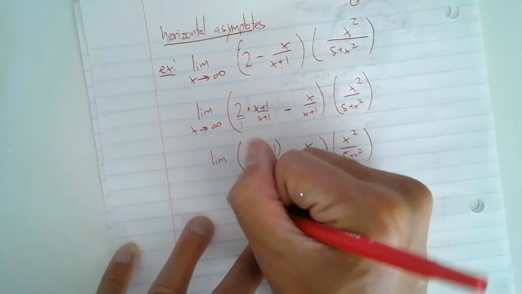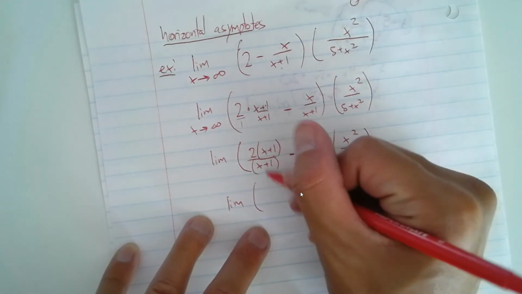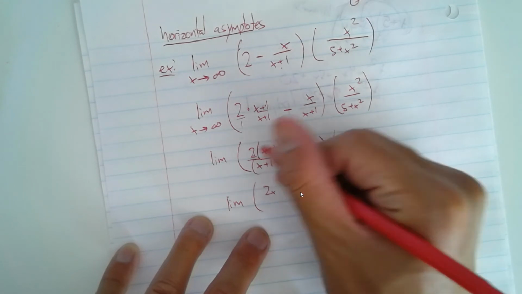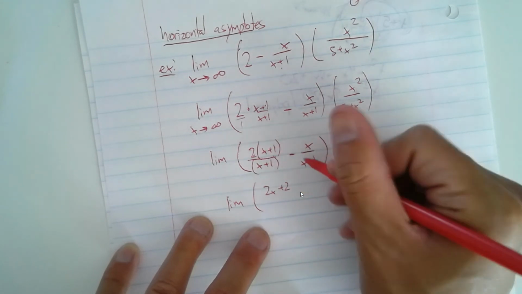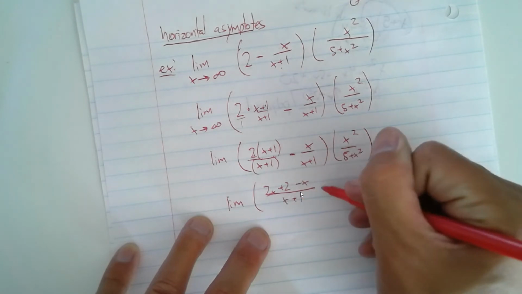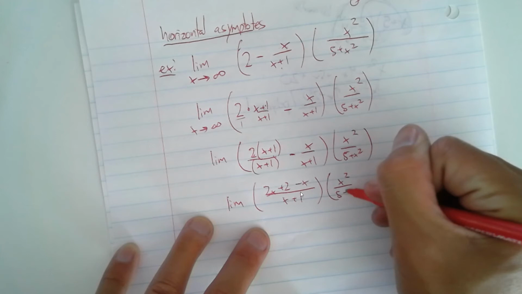And then let's do that again. That'll be the limit of, so let's multiply this out. This is 2 times x, that's 2x, and 2 times 1 is 2. And then we're going to subtract the x. They all have the same denominator, so we can put it all over the same fraction now. It's going to be x squared over 5 plus x squared.